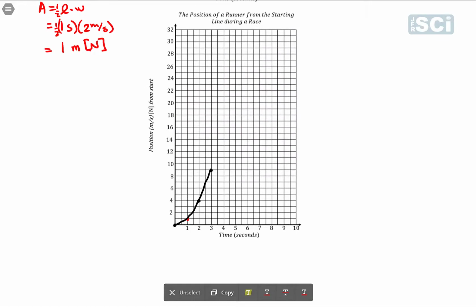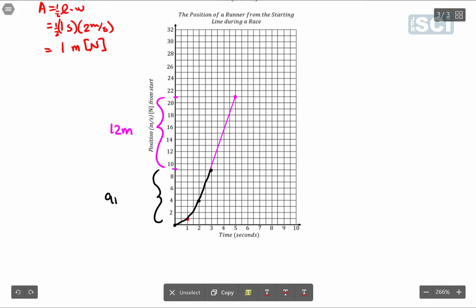So I'm at 9 right now. I need to increase by 12, so that means I'm going to go up to 21. So here is what I need to increase to: 21 at 5 seconds. That's this location here, and it's going to increase linearly to that. So over this course of time, I increased by 12 meters, and the previous period of time was 9 meters.